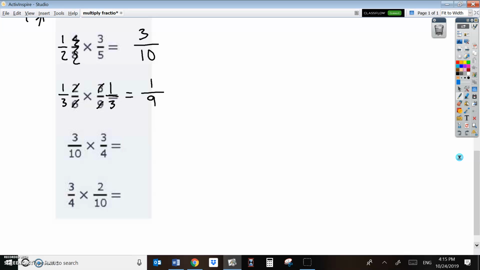3 and 4, no canceling. 3 and 10, no canceling. So this just needs to be multiplied. 9/40. Simplify the 2 and the 4. 2 divided by 2 is 1. 4 divided by 2 is 2. Now multiply straight across. 3 times 1 is 3. 2 times 10 is 20.